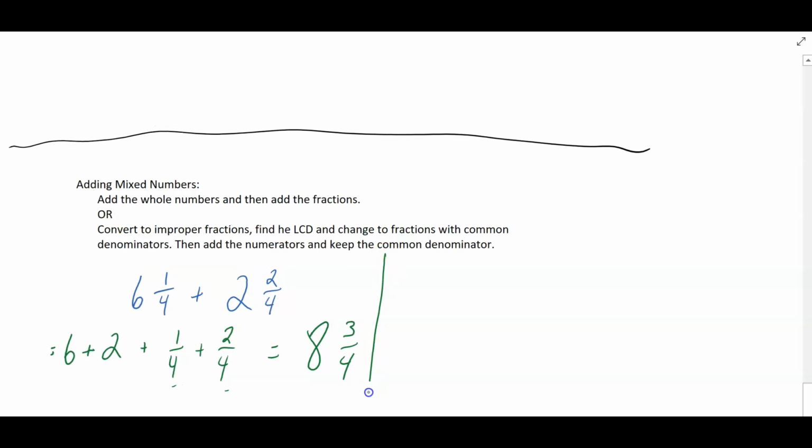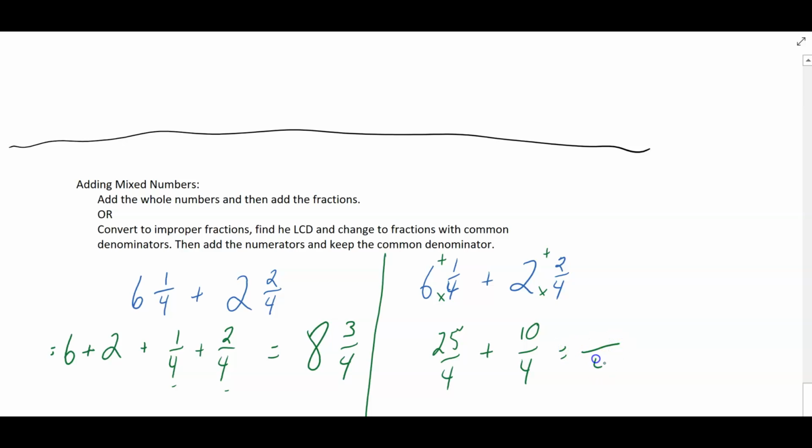Let's look at the other method. Convert to improper fractions. And first, let's write down the question again. There's 6 1/4 plus 2 2/4. So to convert to improper fractions, 6 times 4 plus 1. 6 times 4 is 24, plus 1 is 25/4. Plus 4 times 2 plus 2. 4 times 2 is 8, plus 2 is 10/4.